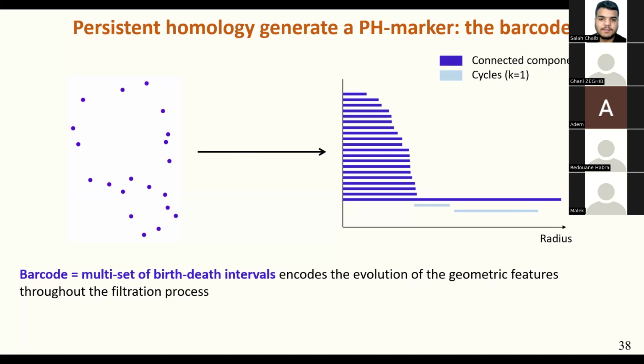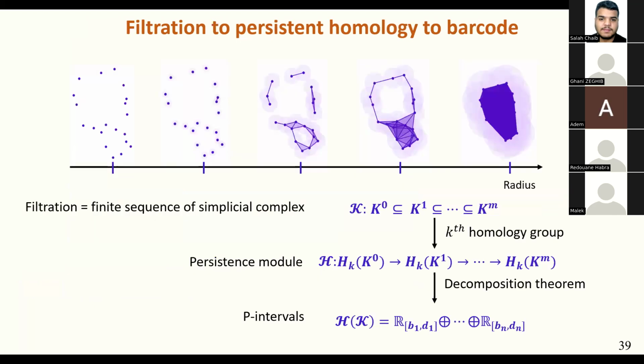So this is a simple example, where the barcode is very easy and the point cloud is only in R2. We can imagine for a higher dimension point cloud, we will see other topological characteristics in dimension 2, like cavities and so on. So with this process, we can obtain a geometric representation of the point cloud.